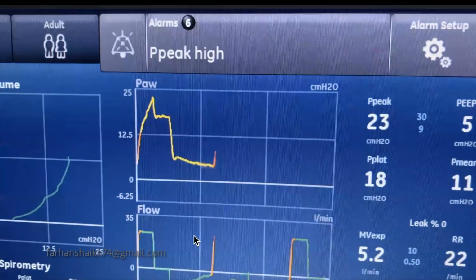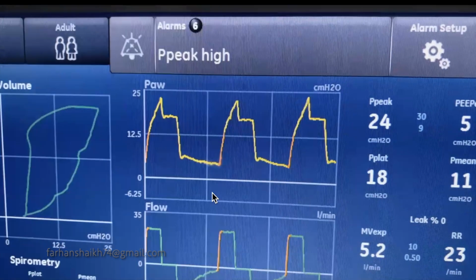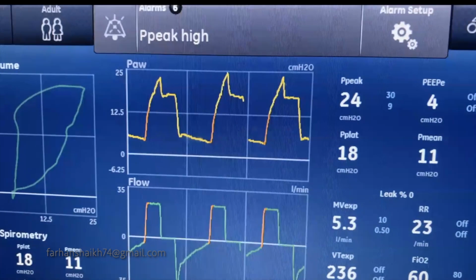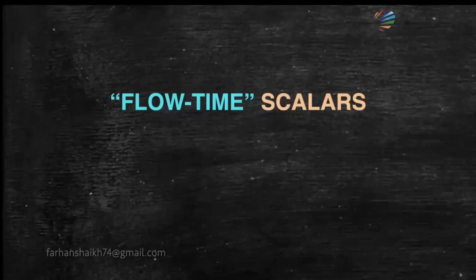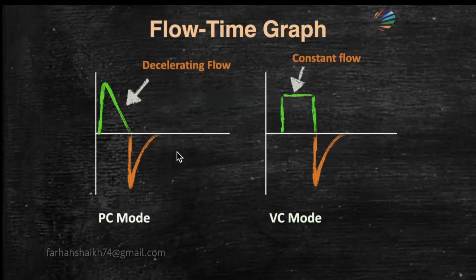So the flow starvation can be corrected by increasing the flow, or you can simply change the patient from volume control mode to pressure control mode of ventilation, or regulated volume control mode of ventilation. Coming to flow time scalar, we have two types of flow time scalar. The pressure control mode and volume control mode have different morphologies.